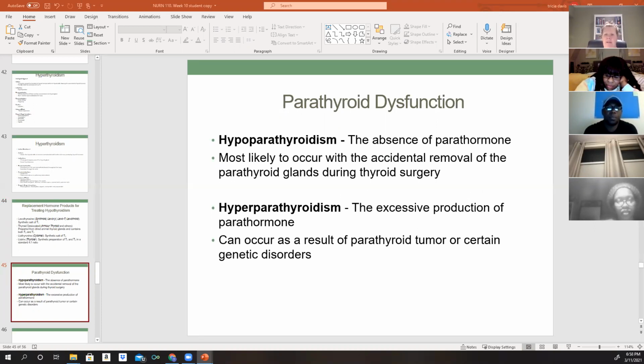Hypoparathyroidism is the absence of the parathormone, most likely to occur with accidental removal of the parathyroid glands during thyroid surgery. If we remove those glands, they can't make any of the parathyroid hormone. And then hyperparathyroidism is when the parathyroid produces an excessive amount of that hormone. This can occur sometimes as a result of a parathyroid tumor or certain genetic disorders.